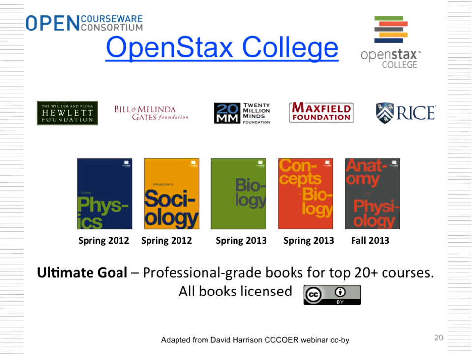So I'm going to move along to our next one. This is the OpenStax College, and I believe it was David who said that he had used these. OpenStax has produced 5 open textbooks so far focused on Gen Ed, and that's physics, sociology, biology, concepts of biology, and anatomy and physiology. So those are all available now for you to use, and they are located at the Connexions repository at Rice University.